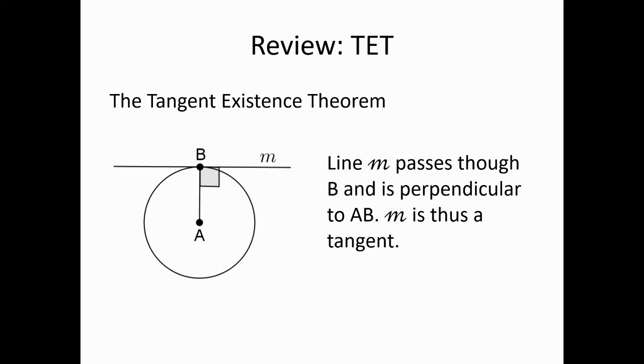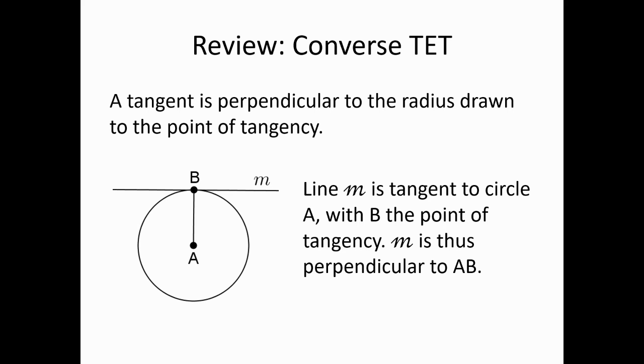So if we have a radius in the diagram, radius AB, and we construct a line perpendicular to that radius through its endpoint on the circle, then, as we proved, that line must be tangent. So we know that we may construct perpendiculars. So it then follows that tangents do exist, and this is how we make them, at least one way.